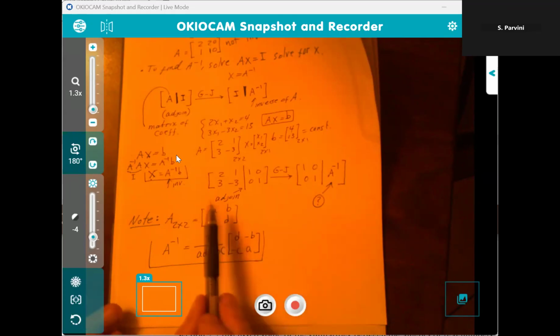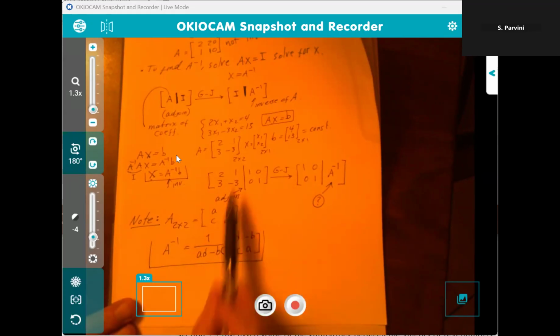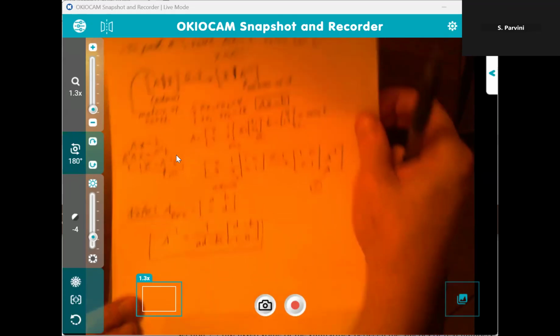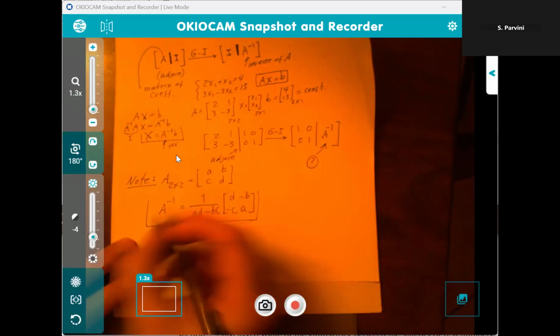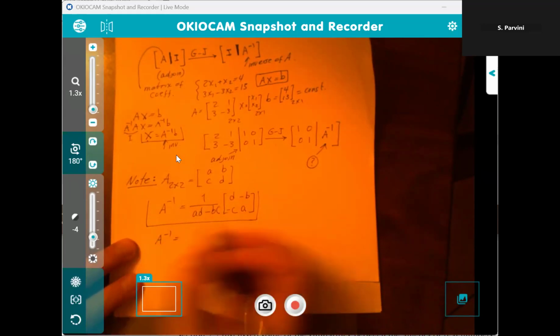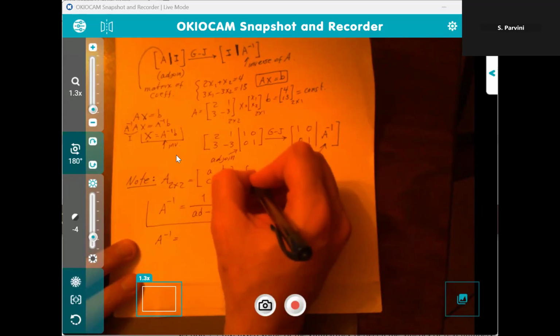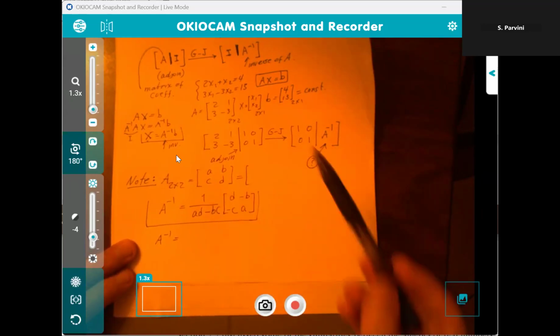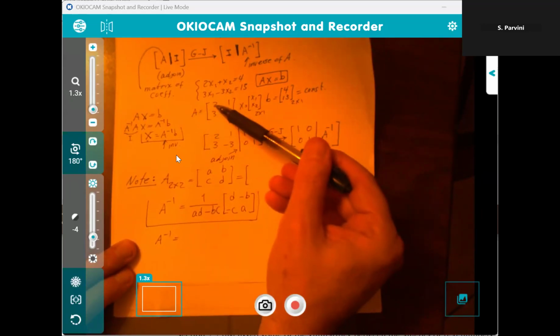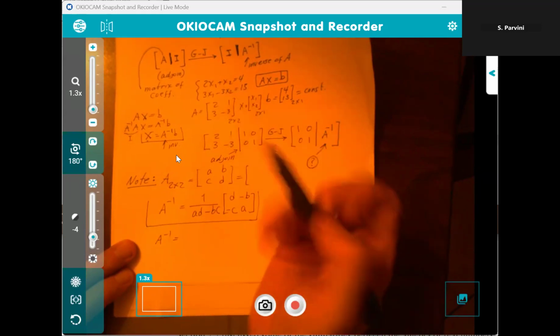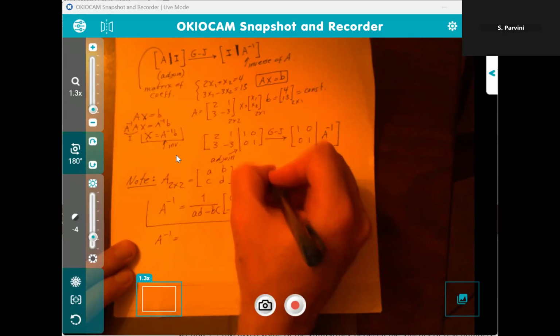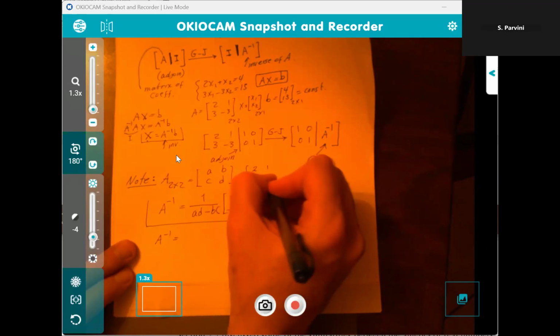So for the example I have, let's do this for our made-up example. Here it goes. So my A inverse will be, first of all, what are the A, B, C, Ds for my made-up example? A is 2. Remember, A, B, C, D. So it's going to be 2, 1, 3, -3.